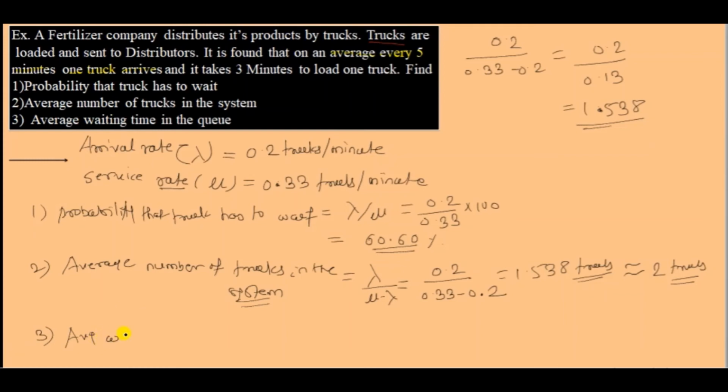So 0.2 divided by 0.33 minus 0.2, that is 0.2 divided by 0.13, because 0.33 minus 0.2 is 0.13. This will come out as 1.538. So the average number of trucks in the system is 1.538, but the number of trucks cannot be a fraction. So we make it approximately 2, because one truck is complete and 0.53 means the second truck will be in the system for about 50% of the time. So approximately there will be two trucks in the system.